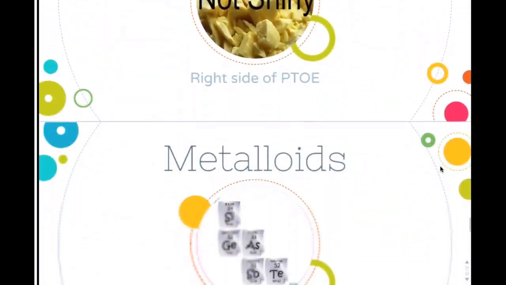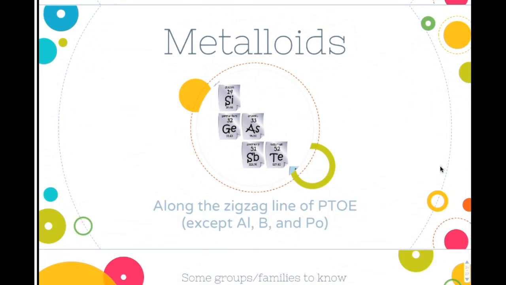And then you have your metalloids, which have properties of both. Some textbooks have metalloids labeled differently. I just say everything along the line except aluminum, and you'll be good to go. For your metalloids, the big one to know is silicon. That's what your computer chips are made out of. They have a mixed bag of properties.